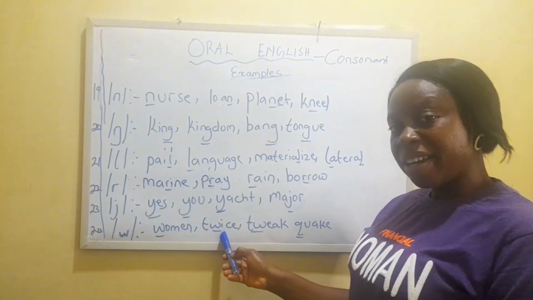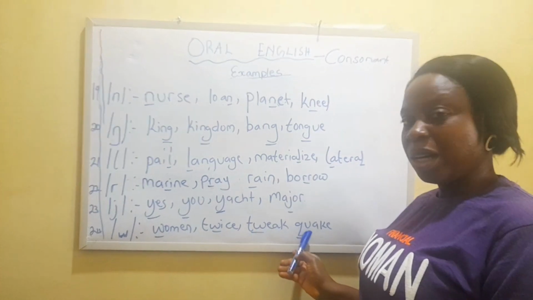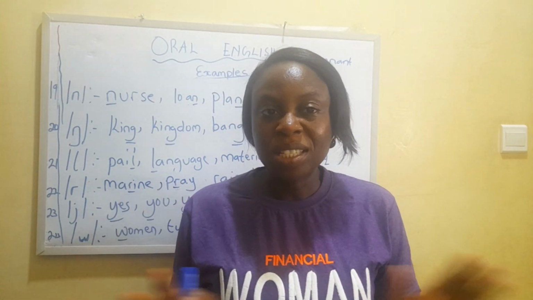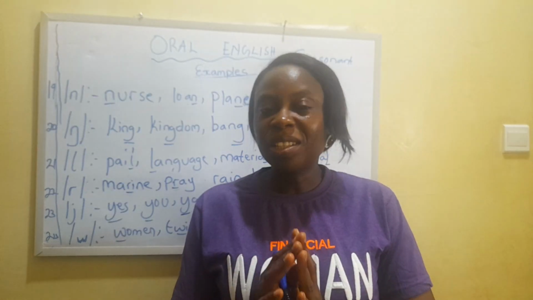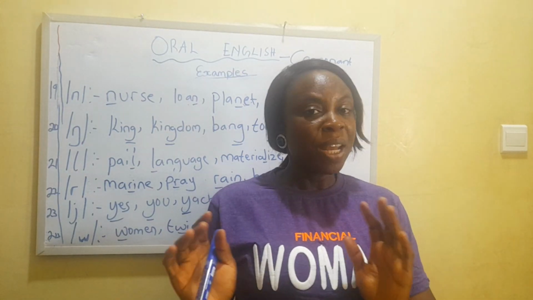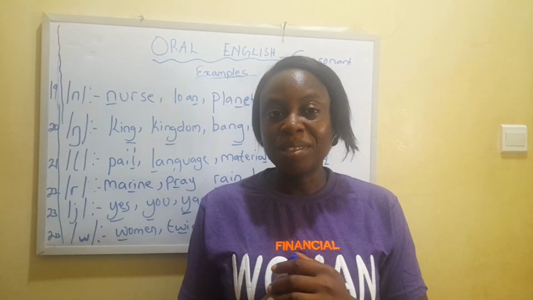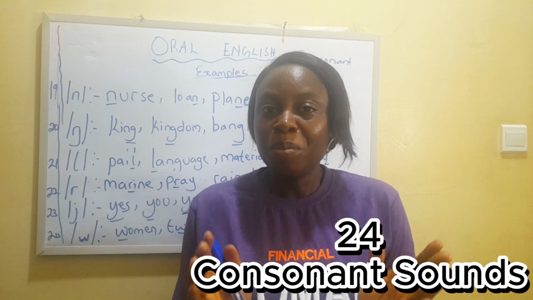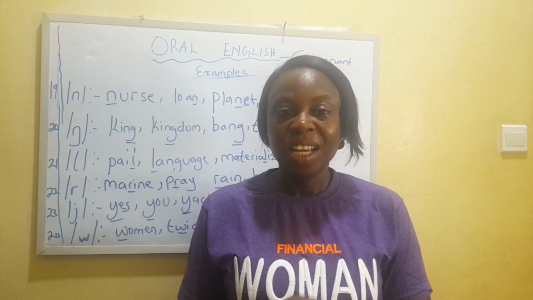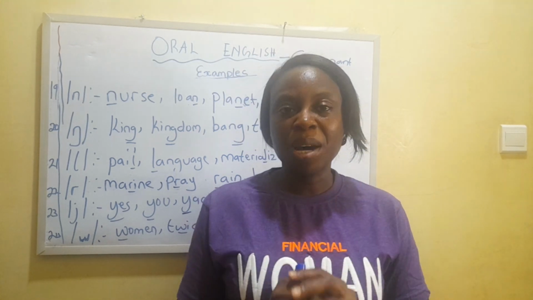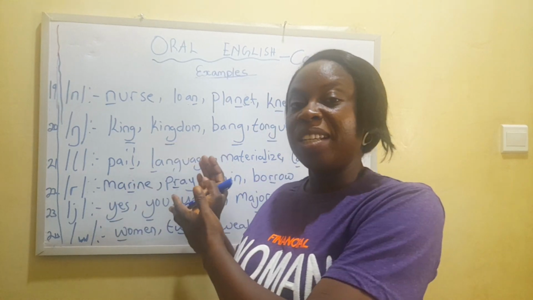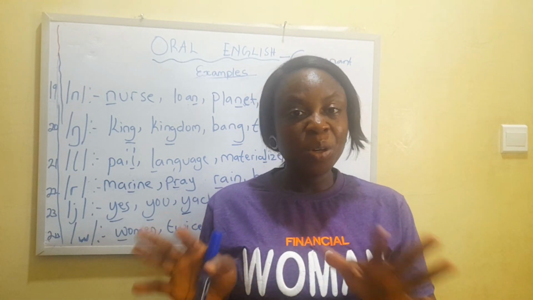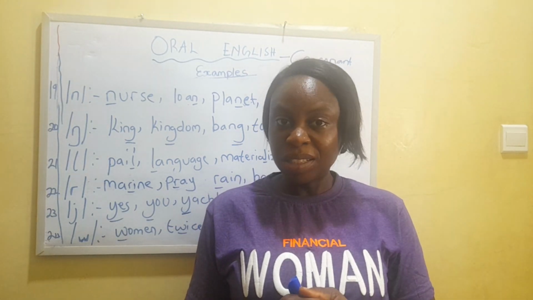Women, twice, tweak, quick. Overall today, we have discussed the consonant sounds. I told you we are only discussing the consonants today. In my next video, we'll be looking at the vowel sounds. So you have learned that we have 24 consonant sounds, both voiced and voiceless, their places of articulation and also their manner. We also wrote the examples on the board for you to continue with in your individual learning spaces.